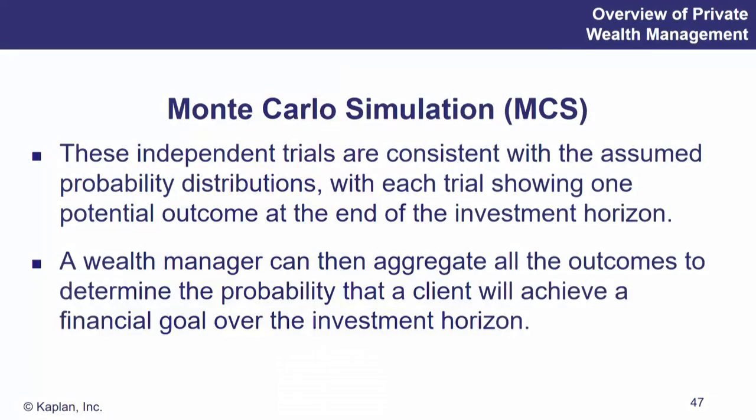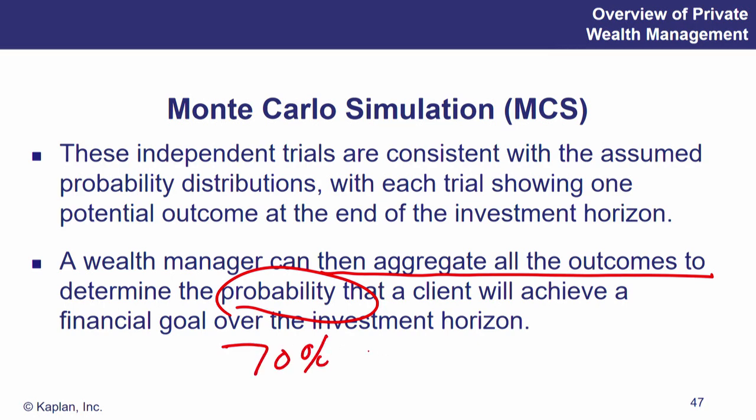Now, what's interesting, we can aggregate these outcomes, and then, again, here's the key. We can determine the probability that the client will achieve that financial goal over the investment horizon. You know, Granny Smith, there's a 70% chance that you're going to meet that goal. Is that enough? Do you feel comfortable with that? That also means there's a 30% chance that you're not going to reach these goals.